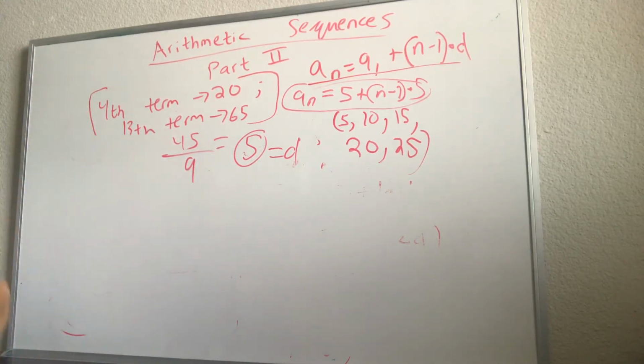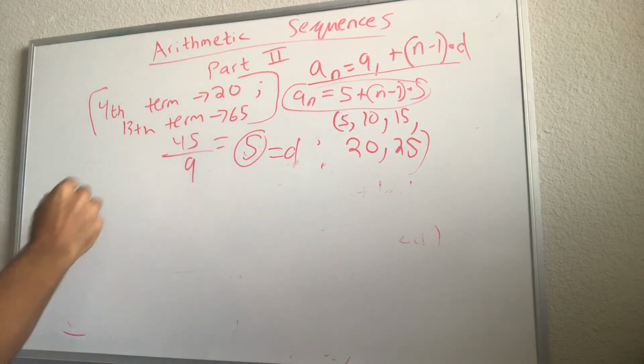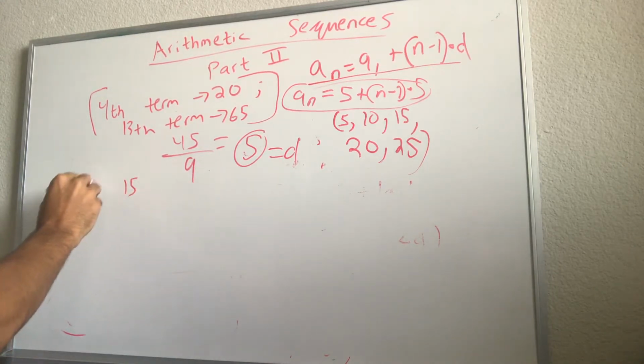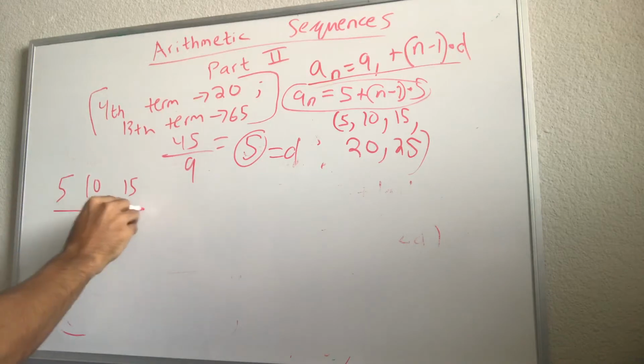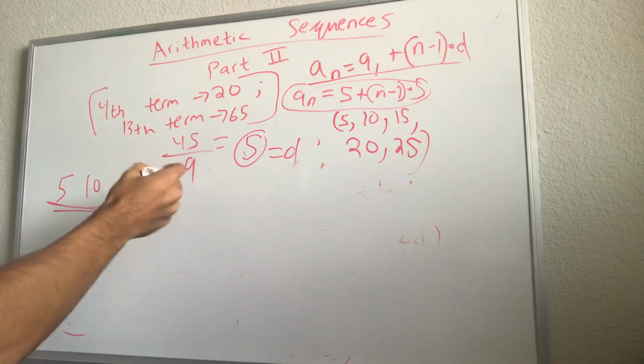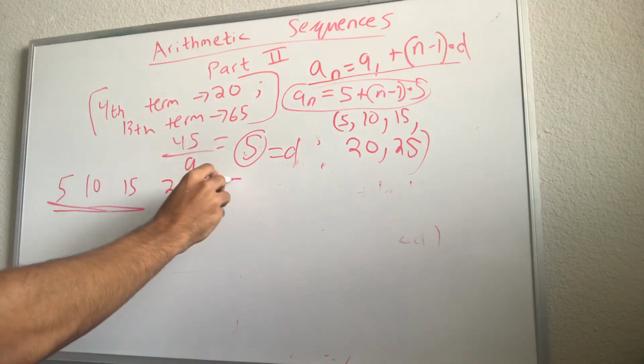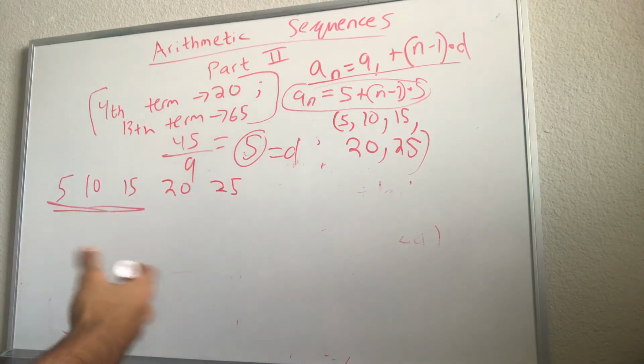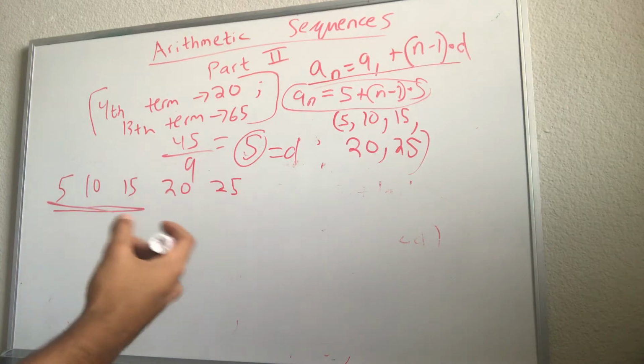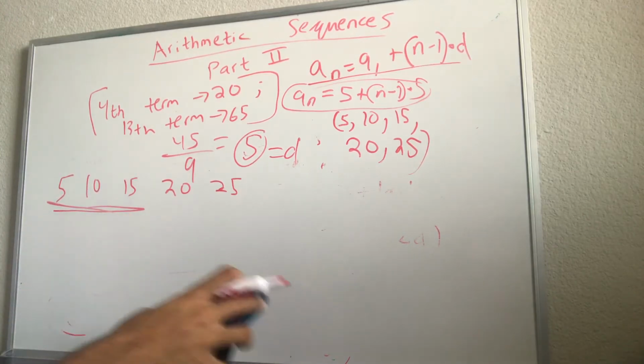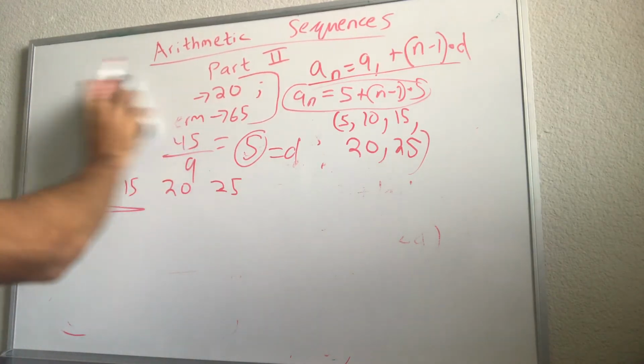And so if you know your 4th term is 20, you know your 3rd term must be 15, 2nd term must be 10, and your 1st term must be 5. So these are our first 3 terms. To find the next 2 terms, it would be 20 and 25. And so that's just a shortcut. But again, the main idea is that you understand there's a constant rate of change for an arithmetic sequence. So that was problem 1.